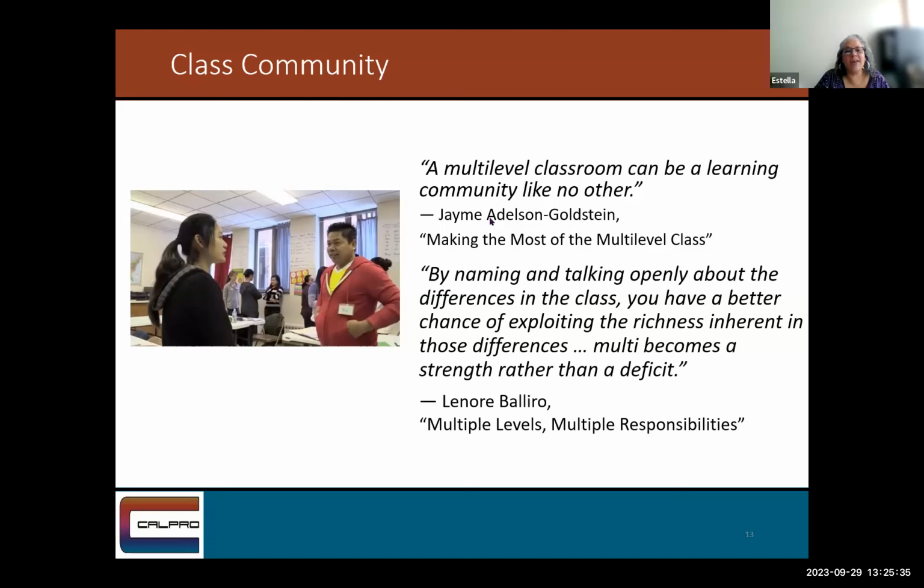Who else has a thought? I'm really curious when you look at the second quote in particular, by naming and talking openly about the differences in the class, you have a better chance of exploiting the richness. So I would pose the question, when students enter your class and part of your orientation to the class, talk about this?